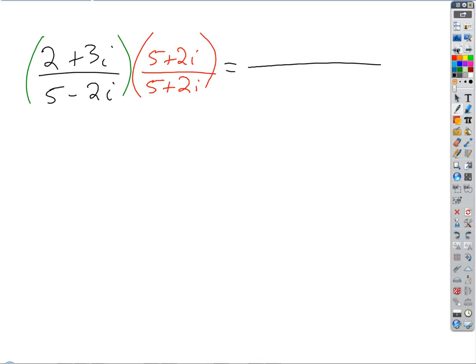So for that one, then what am I gonna be squaring on the bottom? 5, okay, so I'm gonna get 5 squared plus 2 squared, right? Okay, that's it. So that's gonna equal on the bottom, 25 plus 4 is 29. Everybody agree? So bottom's done, easy. Top's a little bit harder, but you know how to do that now, right? This is just multiplication. I'm just gonna distribute and collect like terms, right? So what do I get on the top?